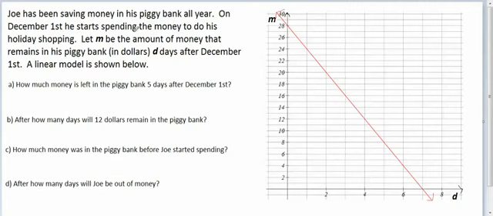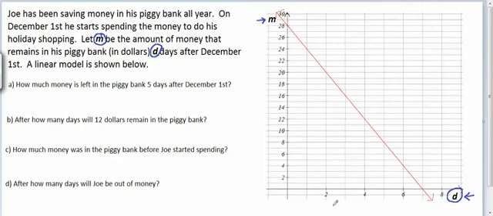In this example, we're given a scenario. Somebody, Joe, has been saving money in his piggy bank all year, and on December 1st, he starts spending the money to do his holiday shopping. So two random variables are defined here. They're going to let M be the amount of money that remains in the bank, and we're graphing that on our vertical axis. And D are the days after December 1st. In other words, how many days it's been since he started spending money, and we can see D is being graphed on our horizontal axis there.